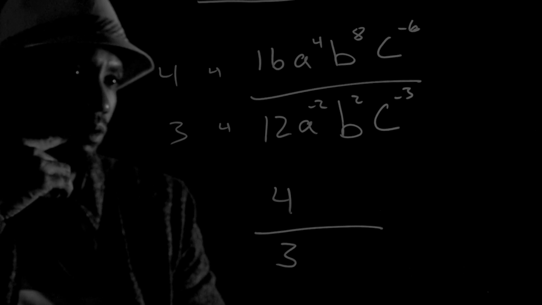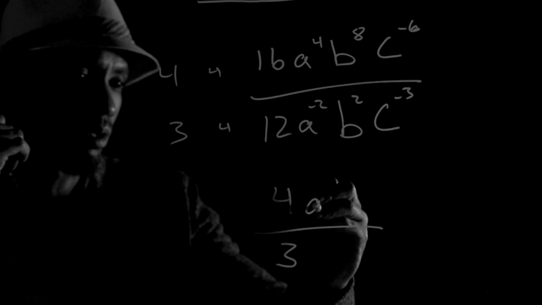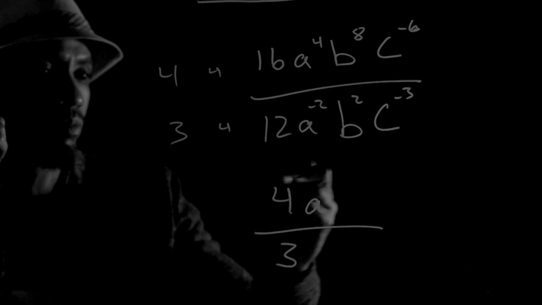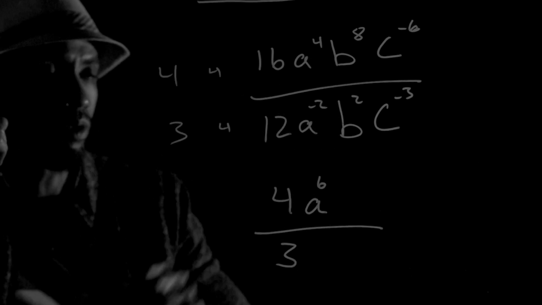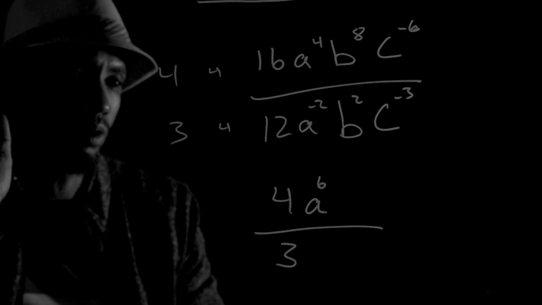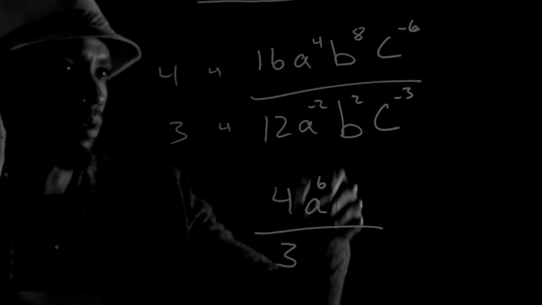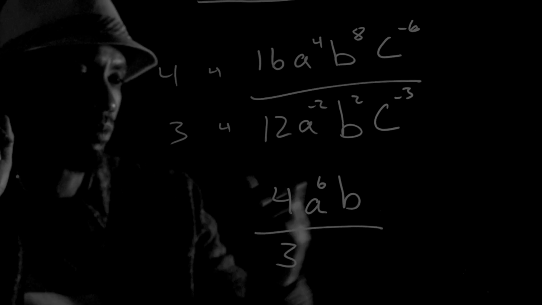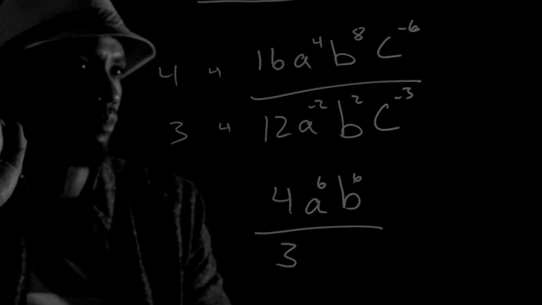Let's do the a's. Where's the more a's, top or bottom? Definitely the top. That's a. And what's the difference between 4 and negative 2? 6. Okay, again, if you want to move this up and do it that way, you can. But basically, you're doing 4 minus negative 2, which is 6. All right, and let's do the b's. b, top or bottom? Top. Difference between 8 and 2? 6. And now the c's.